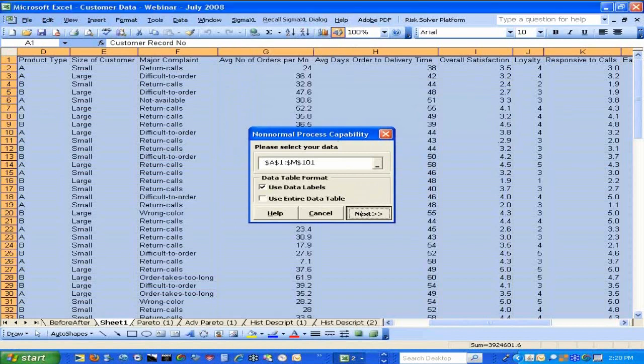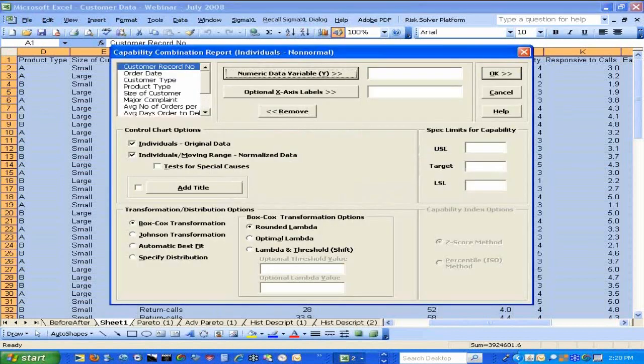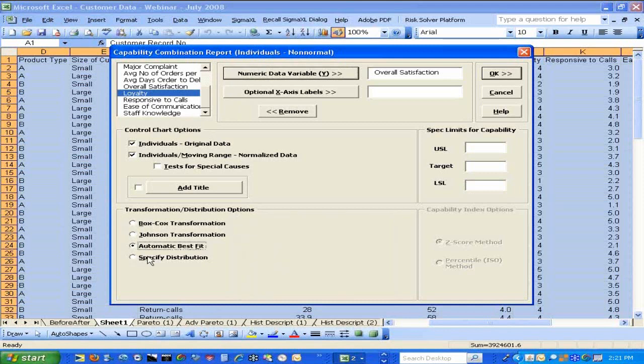Now, we have a lot of options here, and I'm not going to get into all the technical details. There's the Box-Cox transformation, the Johnson transformation, and for a lot of people, this is pretty complicated stuff. So one of the things that we've done is included something called automatic best fit. And that's what I'm going to run. I'm just going to put it on automatic best fit. I need to put in that lower spec limit of 3.5.